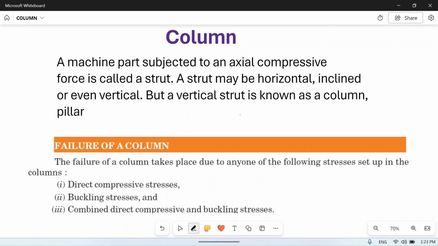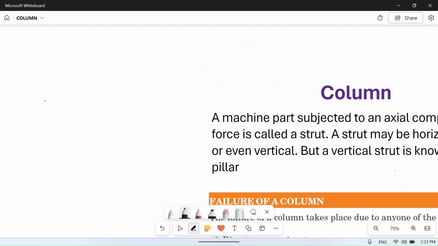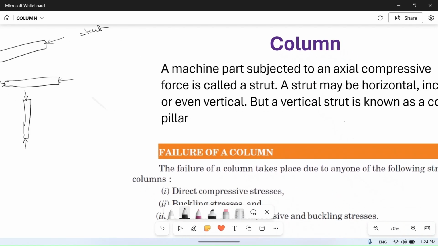A machine part subjected to an axial compressive force is called a strut. A strut may be horizontal, inclined, or even vertical, but a vertical strut is known as the column or pillar. Anything which is subjected to axial loading is called a strut. It can be perfectly horizontal, and it can be under compressive or tensile load. But if a strut is perfectly vertical and axial load is applied on it, then it's called a column, and it can also be called a pillar. So this is a column.